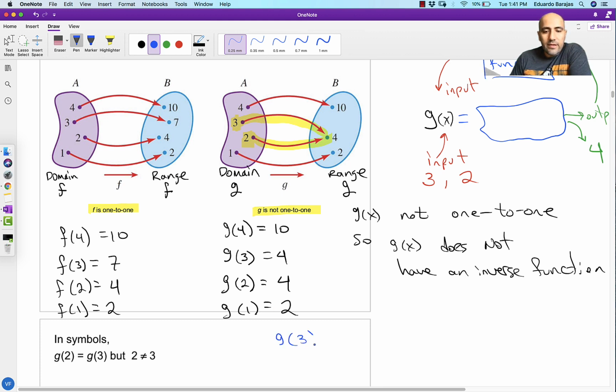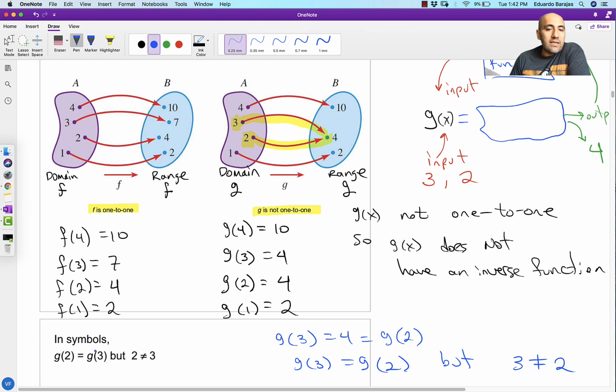g of 3 is equal to 4, and g of 2 is equal to 4. Therefore they're equal to each other. g of 3 equals g of 2, but clearly 3 does not equal 2, right? So what this is pointing out is that we've identified this situation: we have 2 different unique values in the domain that are both leading to the same number. That's just what this is saying. Hey, pointing out that the 2 and the 3 both lead to the 4.